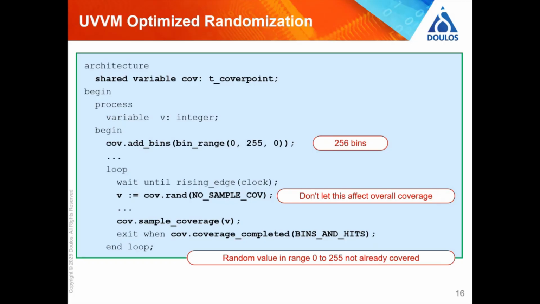Then we sample the coverage as before, and again, we can ask whether the coverage has been completed. So coverage completed in this case with the arguments bins and hits. Have we actually hit our cover points and targets? I think this is really clever. Even SystemVerilog doesn't natively do this.